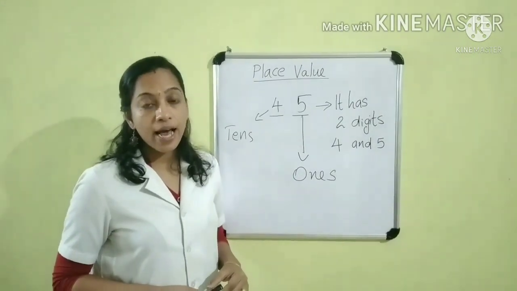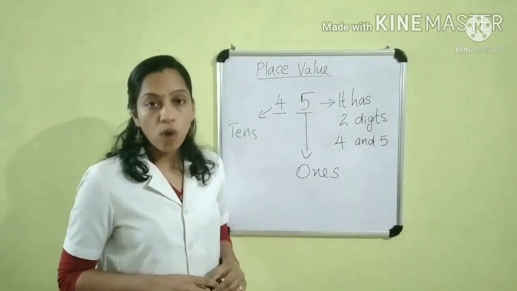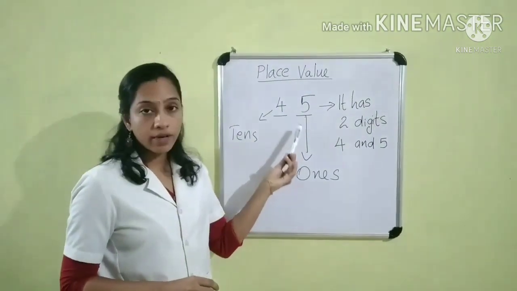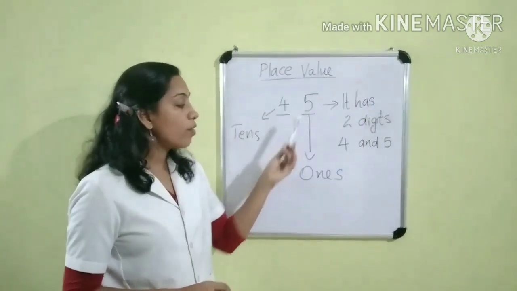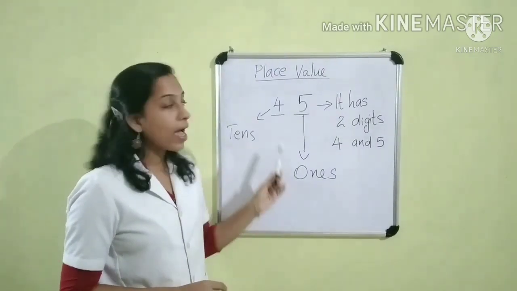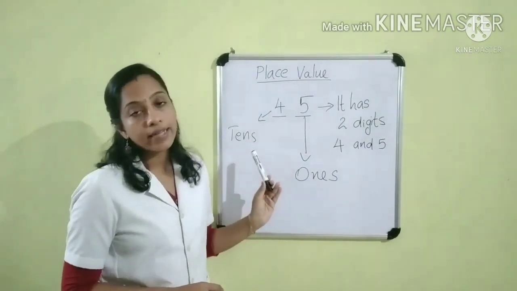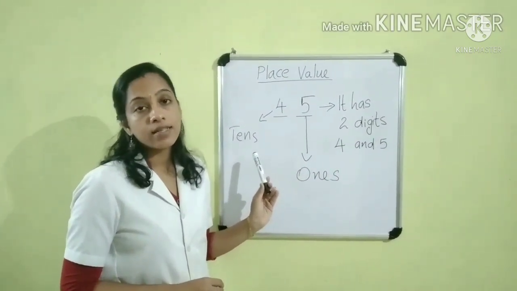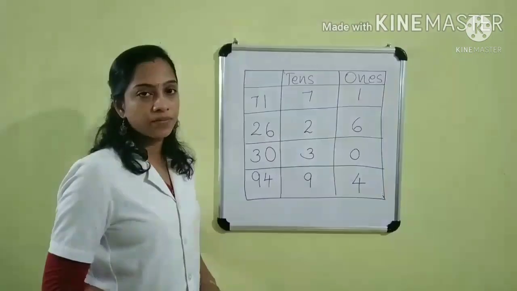Every two-digit number has two places, ones and tens. Then in the number 45, the number 5 comes under the ones place and 4 under the tens place. Is it clear? Let's see some examples.